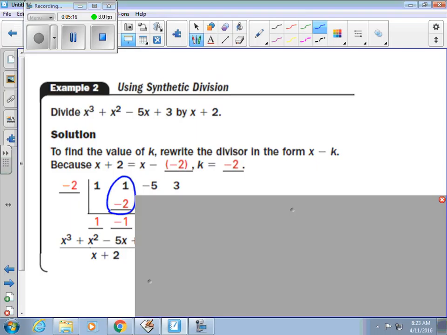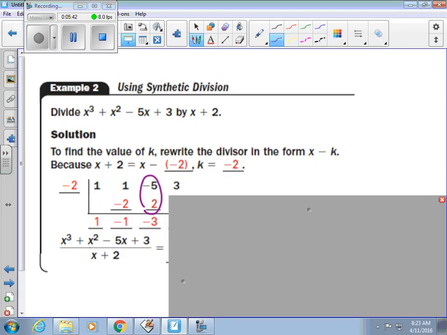Then you go back to this number. You keep going back to that number that's outside the box. It's a very easy thing, but it's new. -1 times -2, and you're going to get a +2. That's what we have right here, +2. Then you combine those numbers again in that stack. -5 combined with 2 gives you -3.